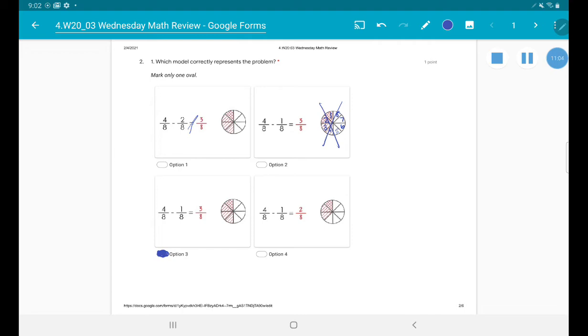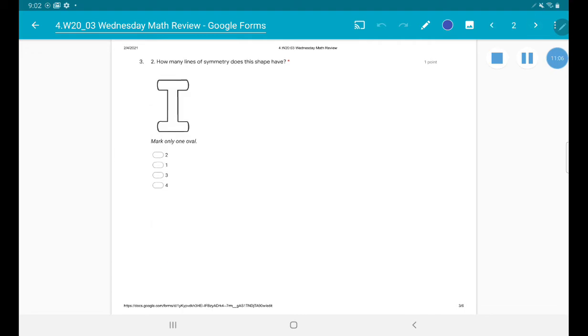All right. Next, it asks you how many lines of symmetry this shape has. What is a line of symmetry? It has the same on both sides if you split it in half. If you split it down the middle, it's going to be exactly the same on both sides. Like I could fold it and it would look exactly the same. I wouldn't have anything hanging out. So how many lines of symmetry are there? How many are there, Brayley? 2. Where are they?